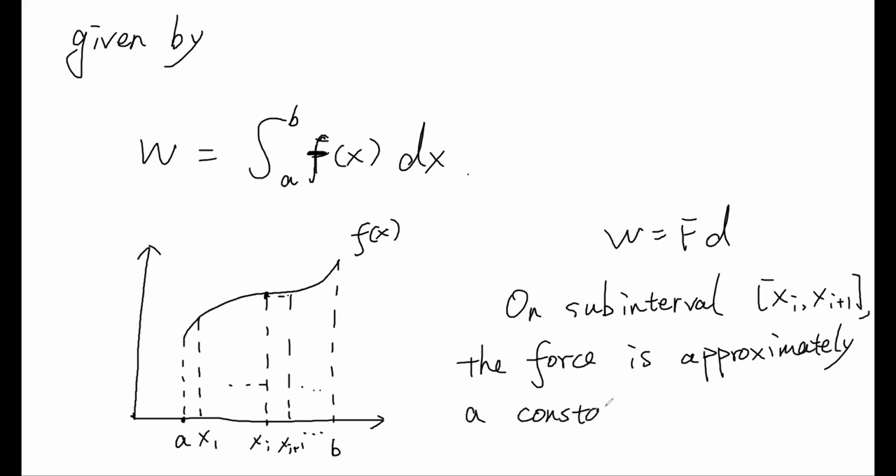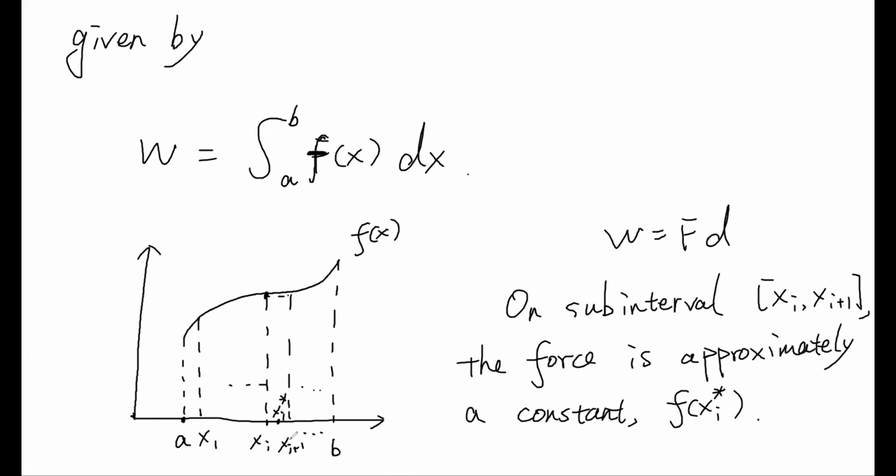And just like what we did for the integral, we will pick a sample point from this interval and use the value of the function evaluated at that sample point. Let's say this is xi star. So we'll say that on this subinterval xi to xi plus 1, the force is approximately a constant, which is given by the value of the force evaluated at the sample point.